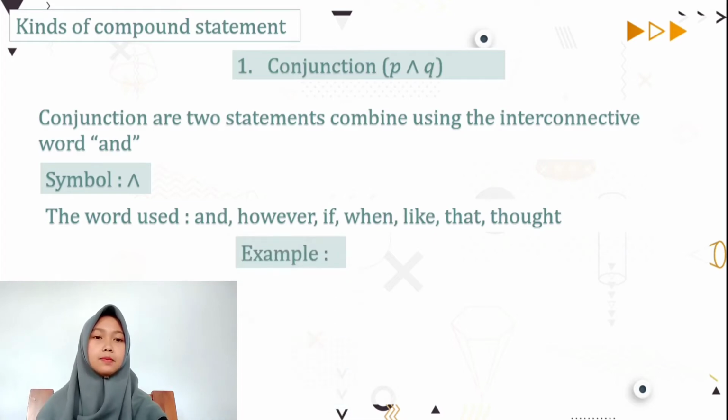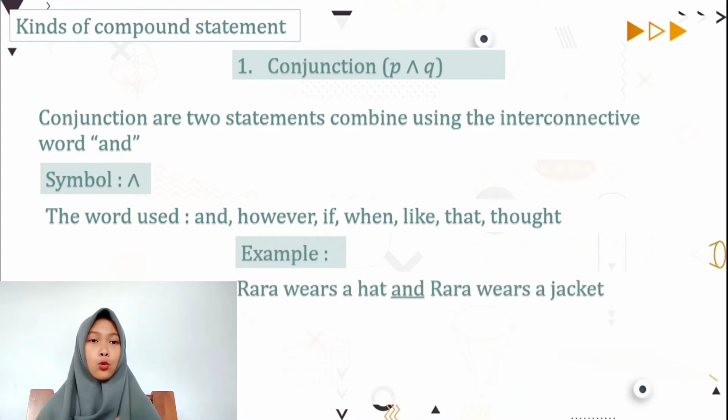For example, Rara wears a hat and Rara wears a jacket. The conjunction is and. The underlined word is the conjunction.